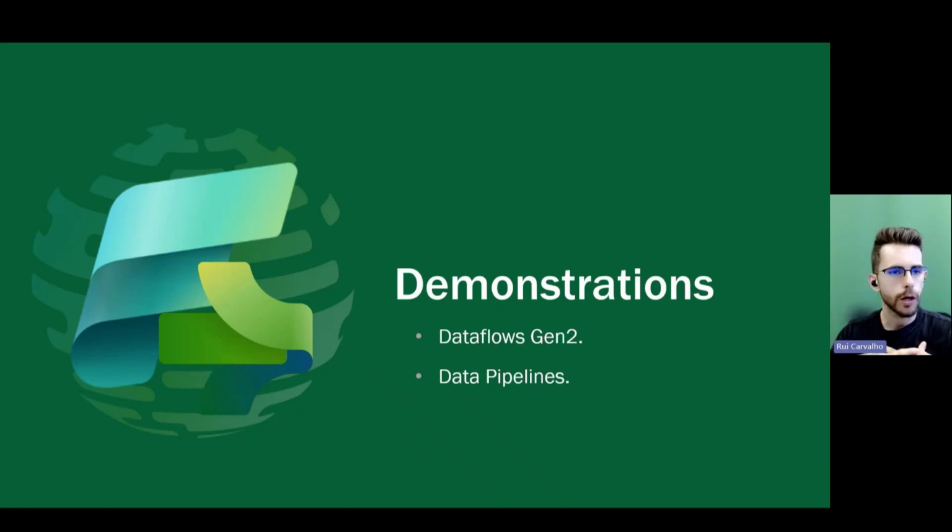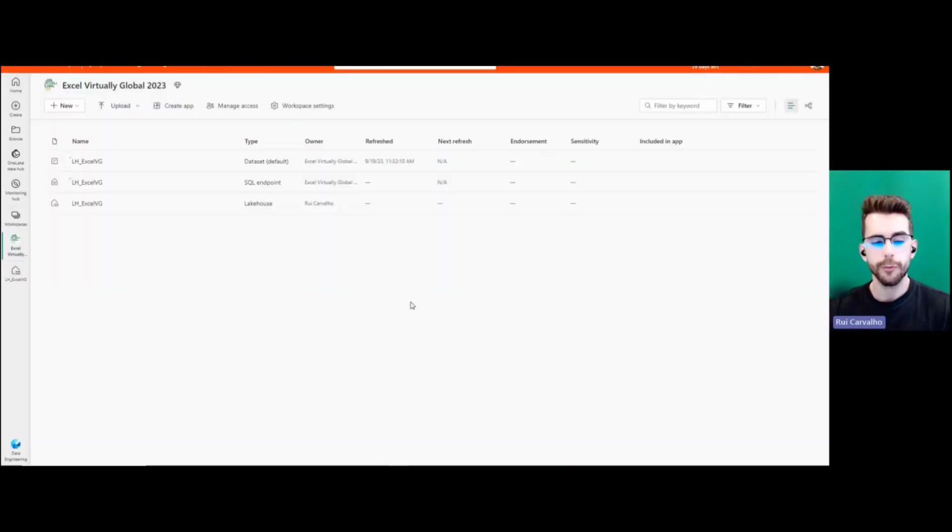Now, what I want to show you is this in practice. I will show you an example of data flows Gen 2, and then I will build an example too for data pipelines. Let's go now for the demo. So here we are for our first demo. I am currently in a workspace with Fabric capacity. In a Fabric workspace, you can actually create Fabric artifacts, mainly related to those various areas of the data platform that we showed in the beginning of the presentation.